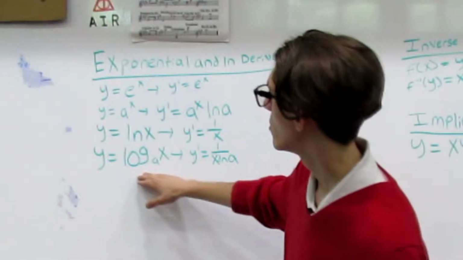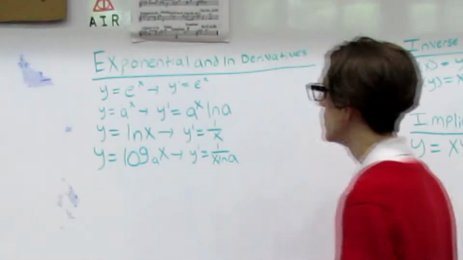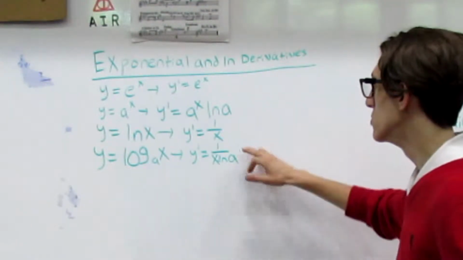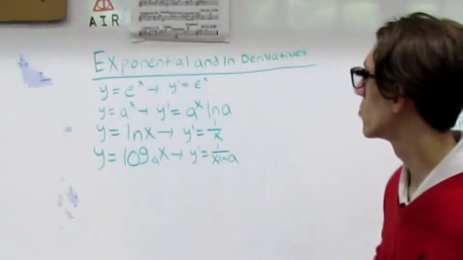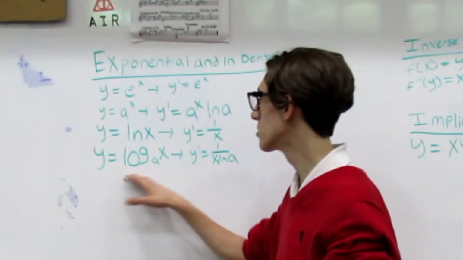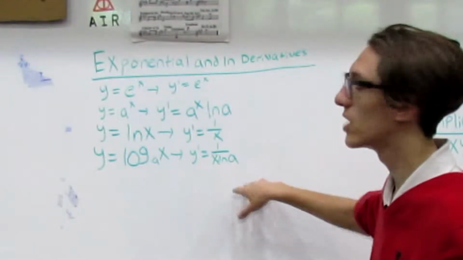Next up we have log, so the log base a of x, the derivative of that is 1 over x natural log of a. So a being constant, we'll use 9 again. So let's say it was log base 9 of x. Your derivative will be 1 over x natural log of 9.